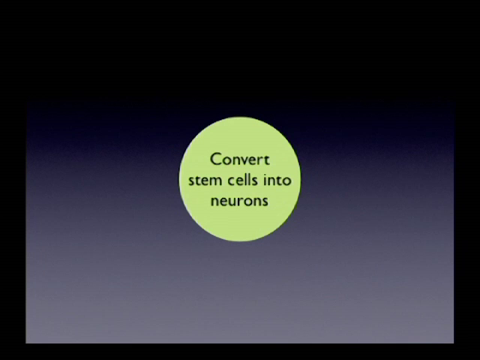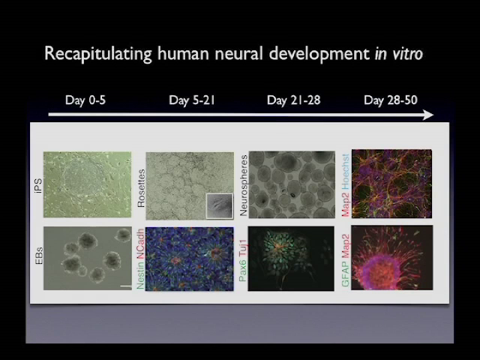Okay, so we have a way then of making these cells. We have a way of verifying that they're good. The next question is, can we convert them into neurons? And so here we've really taken advantage of the fact that we're really building on 30 years of developmental neurobiology in the mouse.